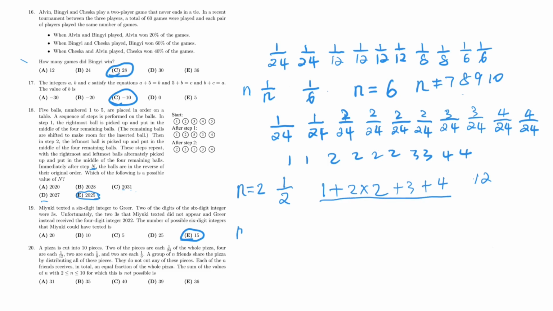Now if n equals 3, each person shares 1/3. The total is 24, so 1/3 means the numerator 8. We will figure out the numerator equals 8. To equal 8, we can use the 4 plus the 4, that's 8.